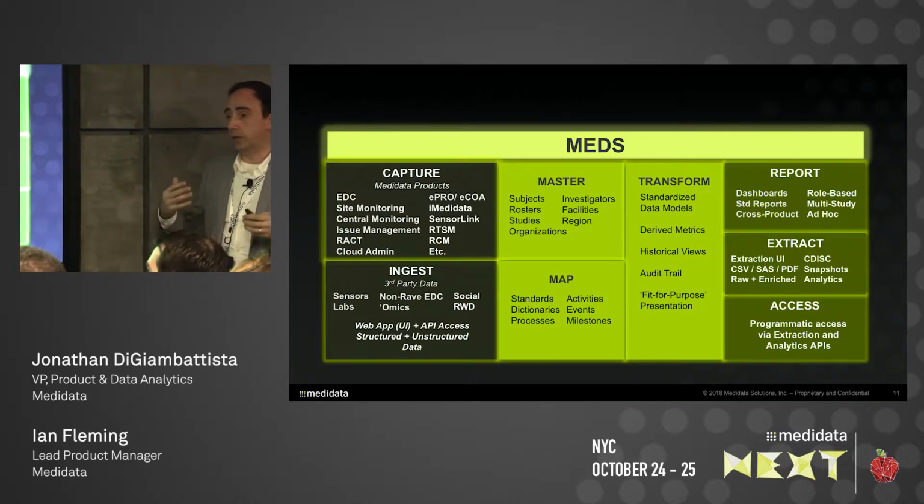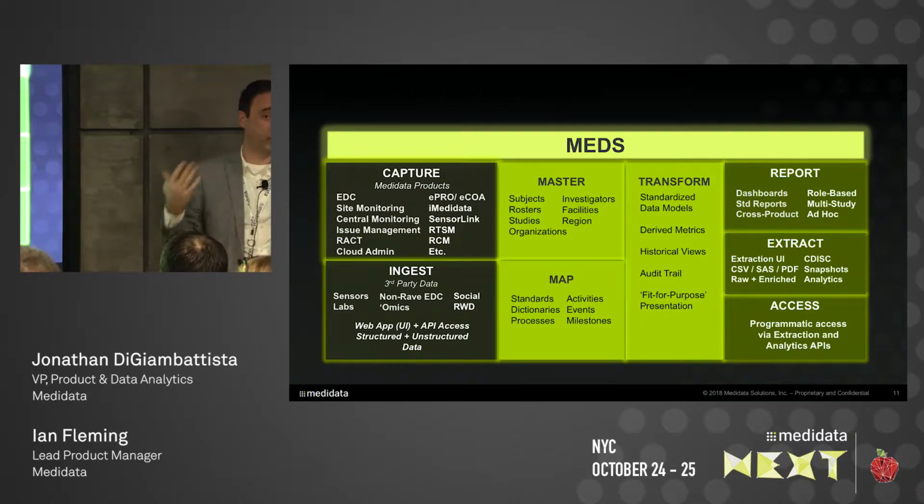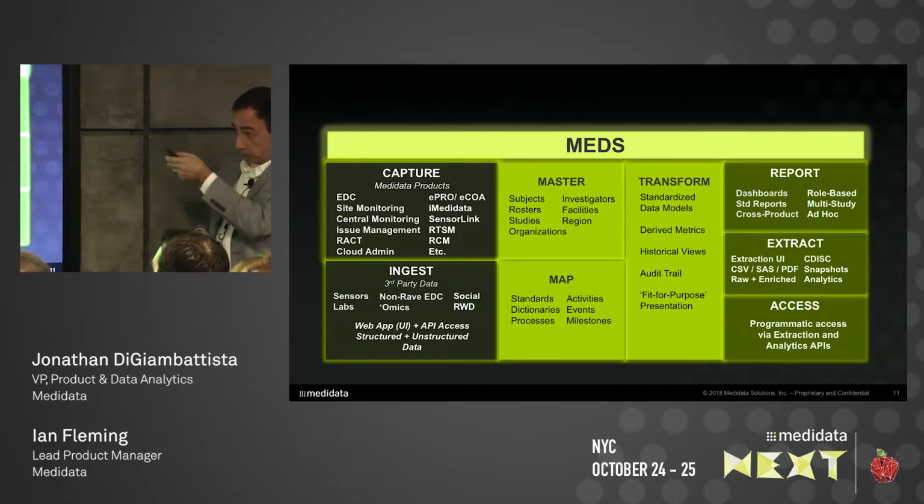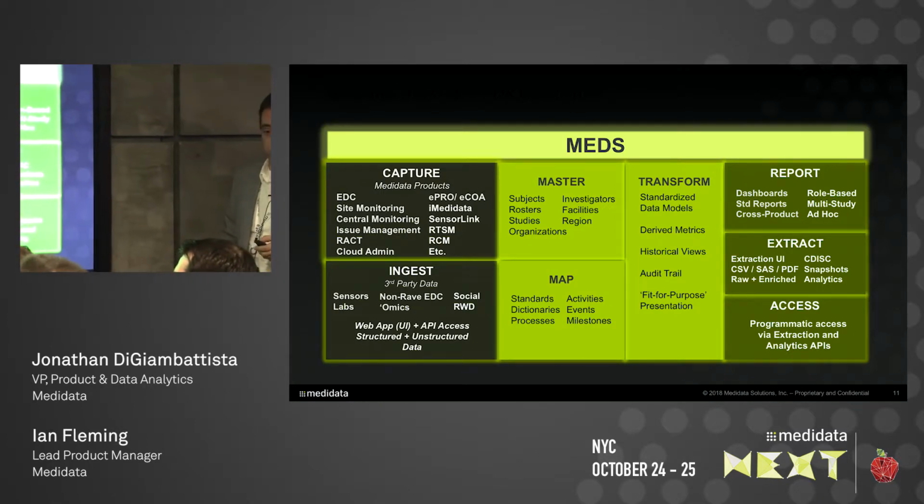And ultimately, it's all about making sure that the data is fit for purpose. So as we're presenting it, as we're making it available, that it's actually serving the needs that our customers have for clinical trial submissions, data management, and really any other usage on platform or off. So now I'm going to hand it over to Ian Fleming, who is our resident guru on all things metadata.